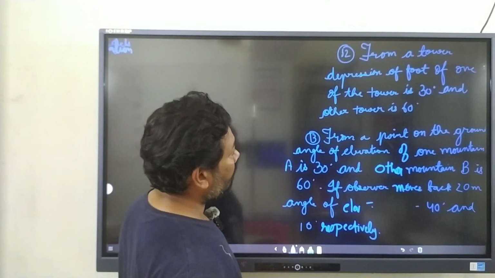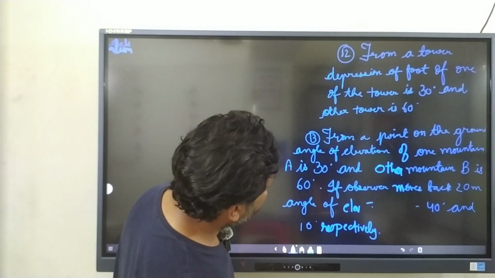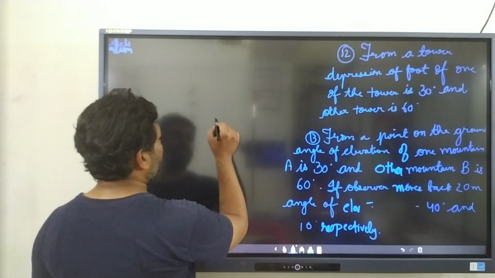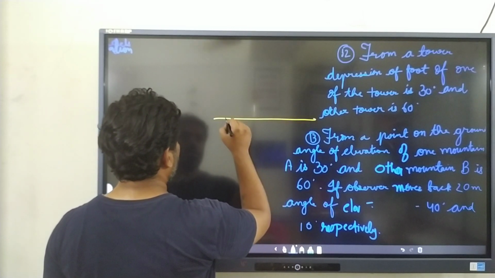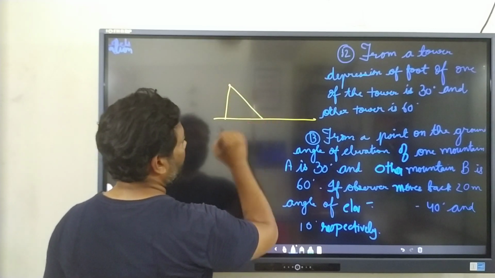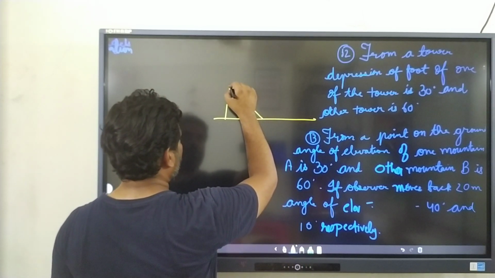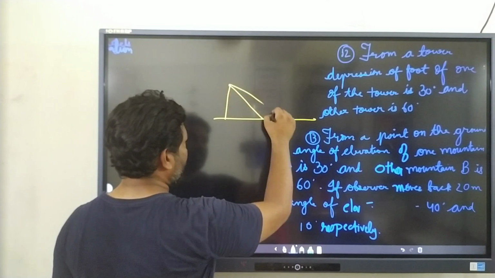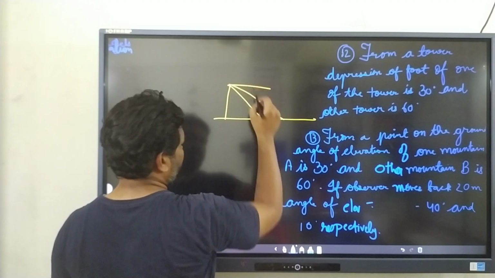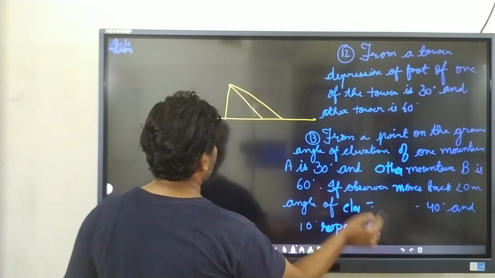Then 12th one, from a tower, depression of a foot of one of the towers is 30 degree and the other is 60 degree. So from top of a tower, a little challenging question. So you are somewhere here and the depression of one tower is given 30 degree and depression of another tower is given as 60 degree. So horizontal line, this one, let's say, draw it and then mark the angles, right?